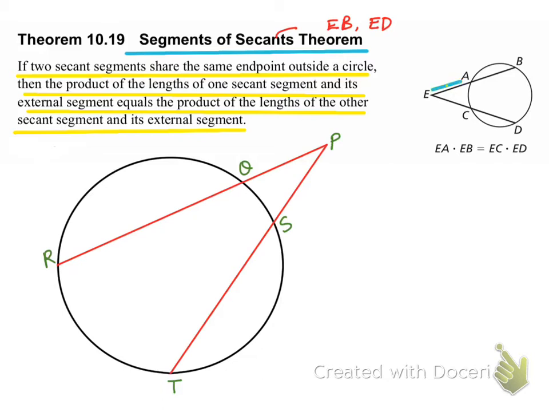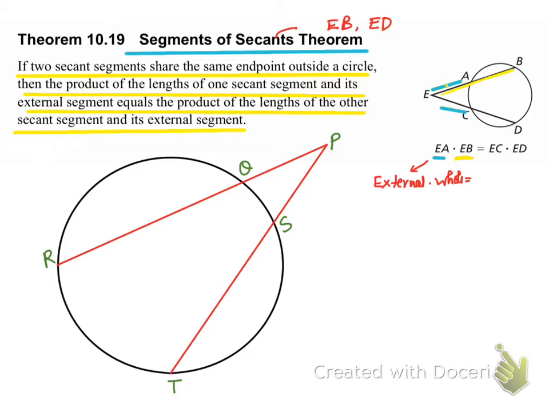Let me use a different color here. The whole one is this thing. So how to write it? That's EA, the external one, times the whole one. The whole one is EB. So this is the external times the whole chord. All right, so EA times EB.